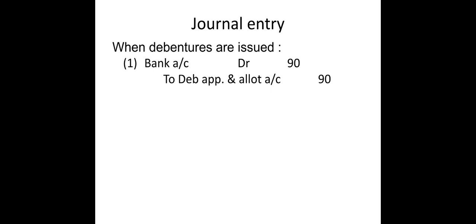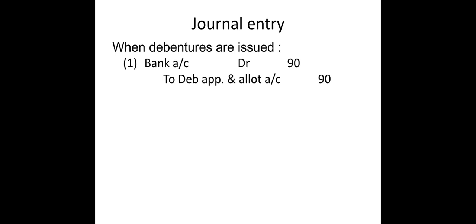The first entry is always the same, as you know the first journal entry is same to same. There is no change. The first entry is like this: bank account debit to debenture application and allotment account, and that is 90 rupees because we are receiving only 90. Clear? We are getting only 90 rupees. So in the first journal entry, we will write 90. Okay, but the second entry is difficult, student. Be careful in the second journal entry.